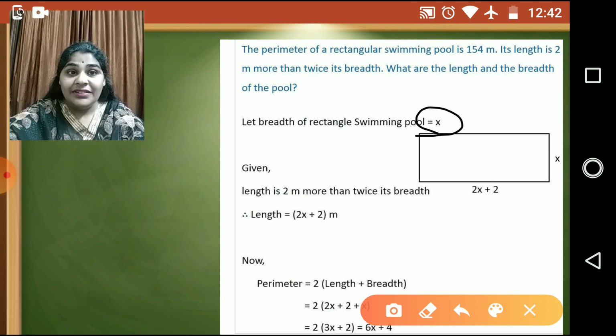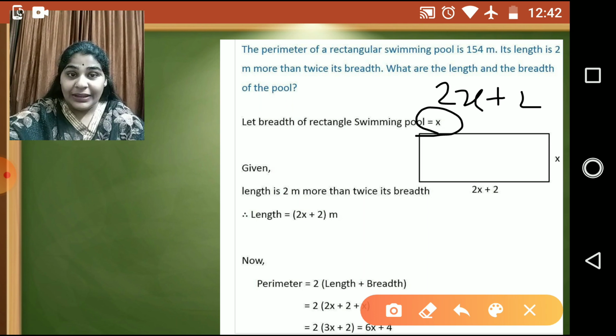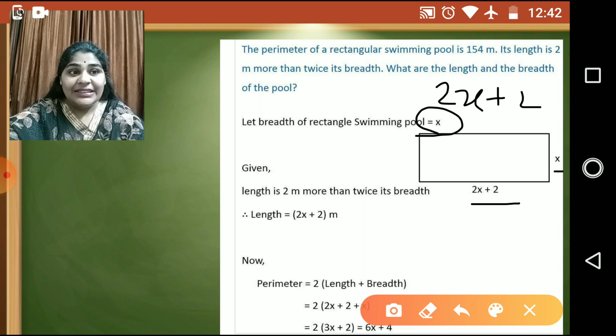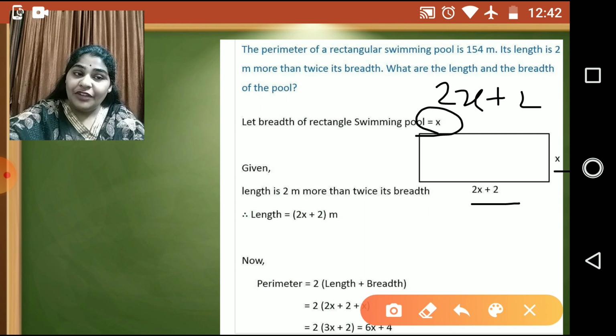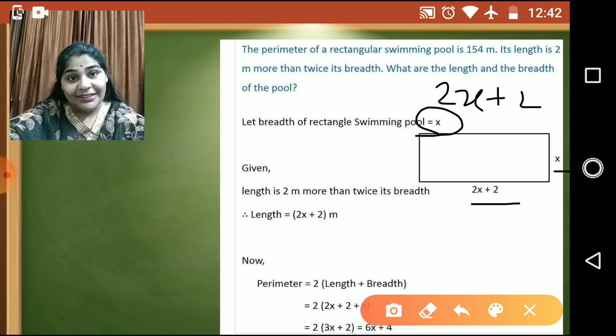Now the length is 2 meters more. 2 meters more means plus 2, right? More than twice its breadth. Twice its breadth means 2x. X was the breadth, twice means 2x, right? So hence the length is 2x plus 2 and the breadth is x, and we know the perimeter is 154. Now we have to substitute this in the perimeter formula and find the length and breadth.